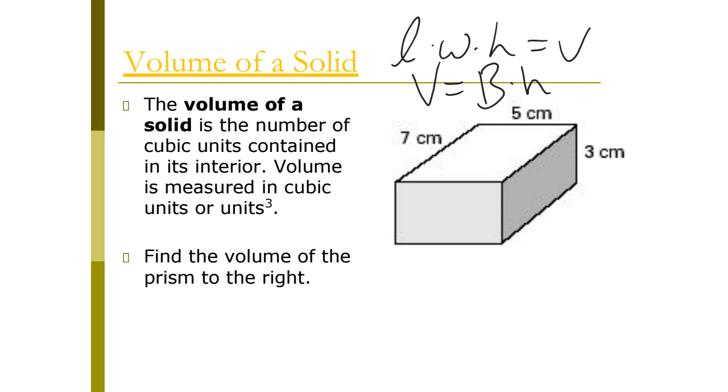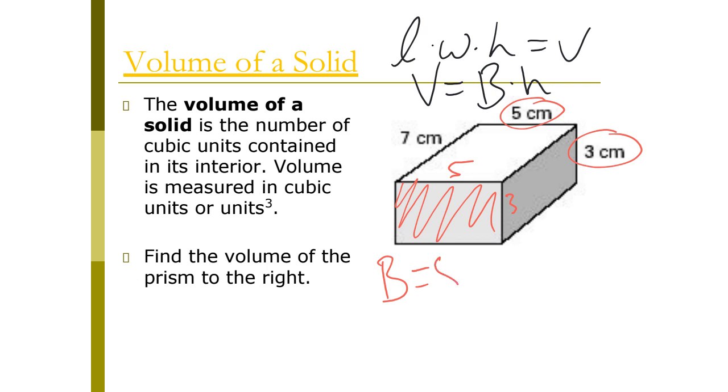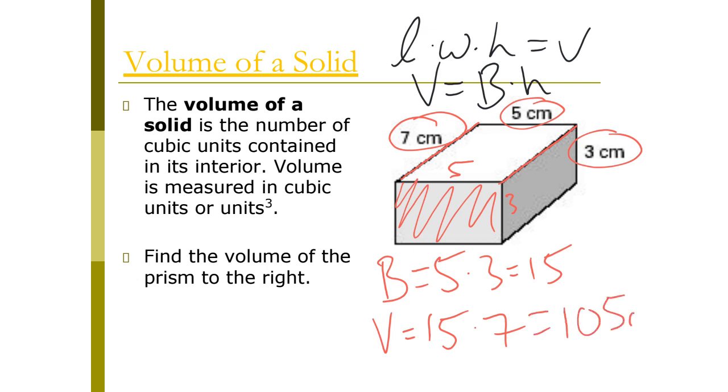Now, what base do we want to use? Well, let's say I'm going to talk about this one as my base. So big B in this case would be a 3 by 5, right? I can use these dimensions for that one. So that would be 5 times 3 equals 15. So my big B is 15. Now, what's my height? Meaning, how far back are these stacked? Well, they're stacked back 7 centimeters. So 15 times 7, big B times H, is going to give me my volume, which is 105 centimeters. And since there's 3 dimensions, it is cubed.